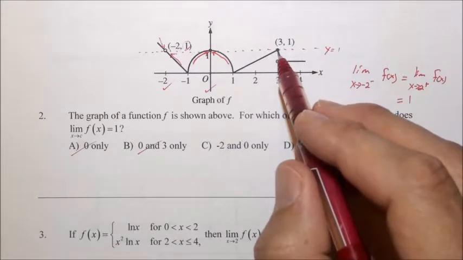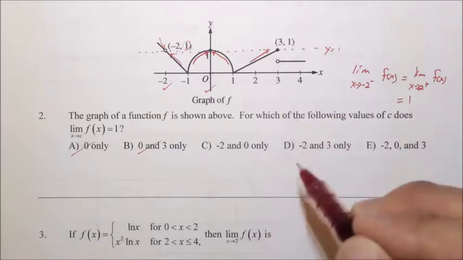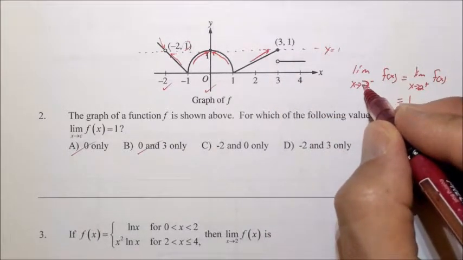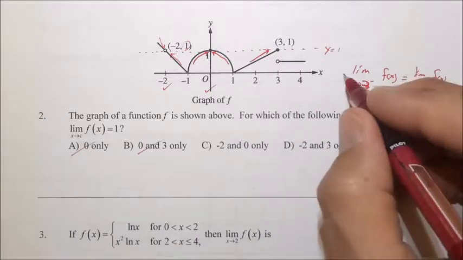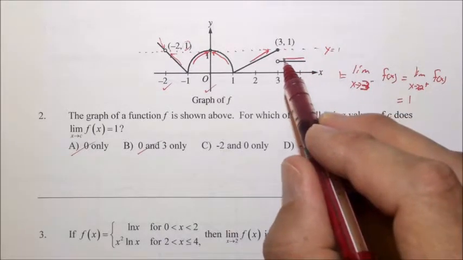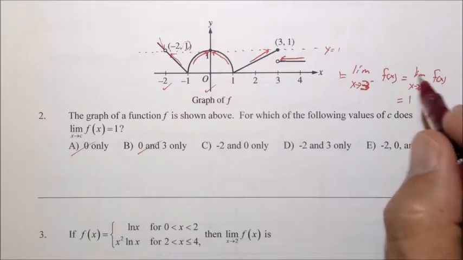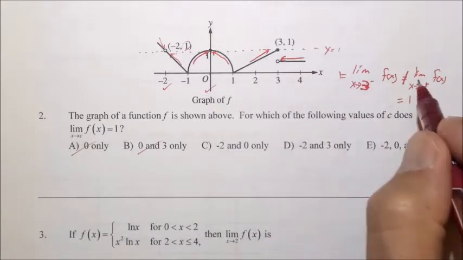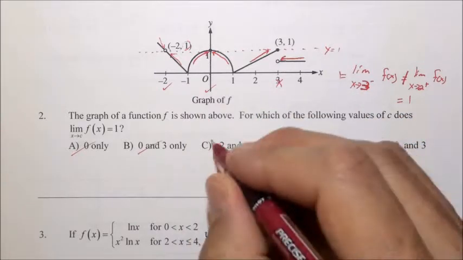Now we go to 3. As x approaches 3 from the left, we get 1. That's going to be equal to 1. As x approaches 3 from the right, the function's heading towards something like a half. So the two are not equal to each other. 1 does not equal a half. So they're not the same. So it's just 0 and negative 2.